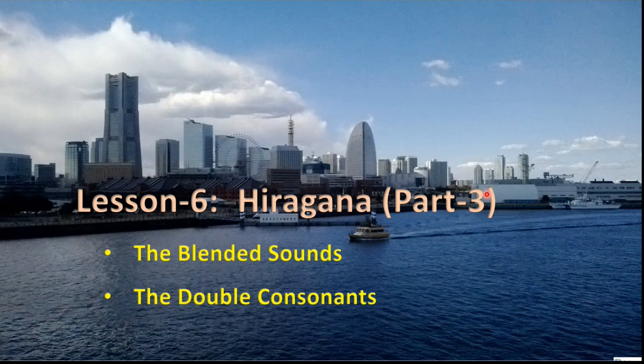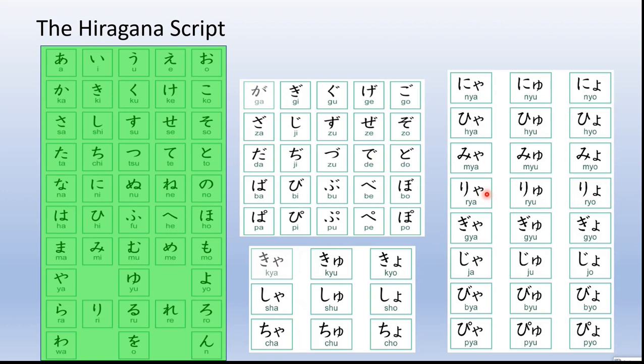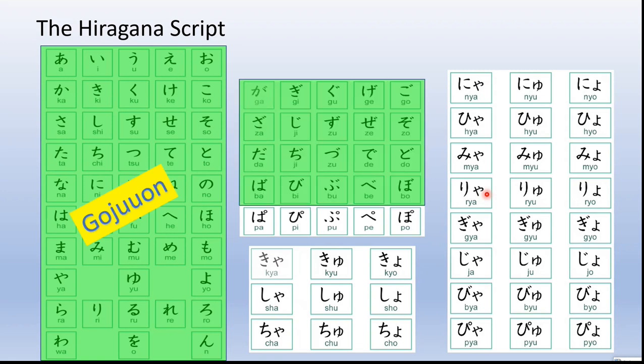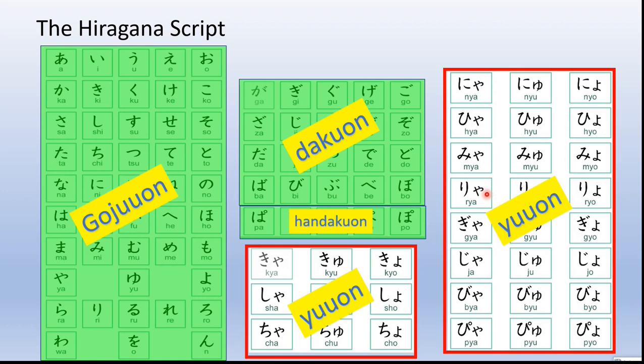Today's lesson deals with the blended sounds and double consonants of the Japanese language. We shall learn how to pronounce these and how to write them in Hiragana. So this is our very familiar Hiragana alphabet chart. In the last two lessons, we have completed the Gojuons, the Dakuons, and the Handakuons. Today, let's continue with the Yuons, which are nothing but the blended sounds of Japanese.